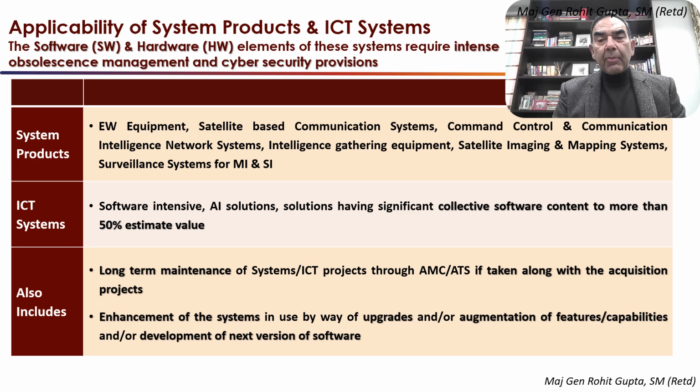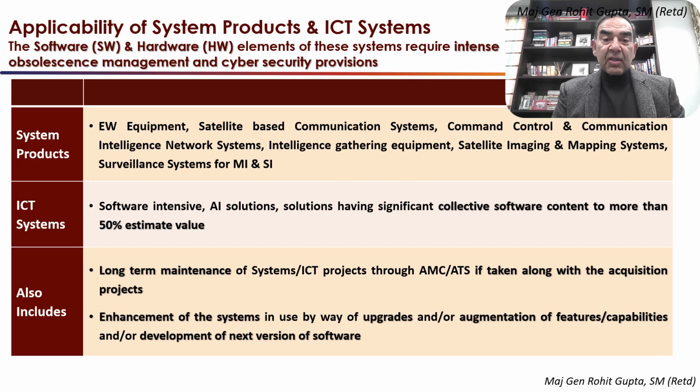Now, why was a chapter devoted to system products and ICT systems, information communication technology systems? These systems, basically the software as well as the hardware in the system, require intense obsolescence management and cybersecurity provisions. With the normal course of the procurement procedures, as we saw in the preceding chapters, such systems cannot be managed over a long period of time. And also, since such systems are technologically intensive, it may not be entirely correct to take the lowest bidder, because that is not what exactly you want. You want modern day technology which changes at a very fast pace.